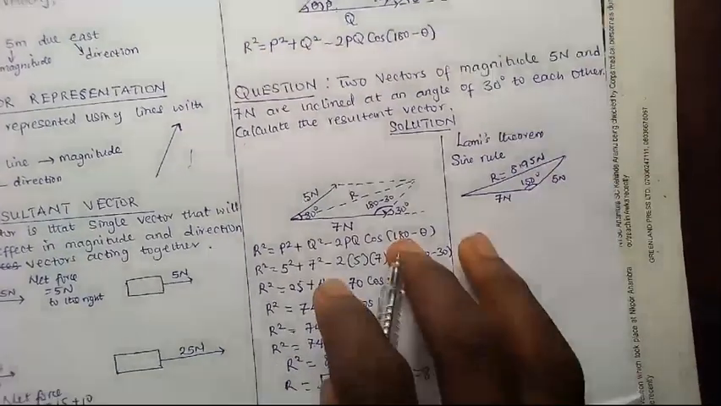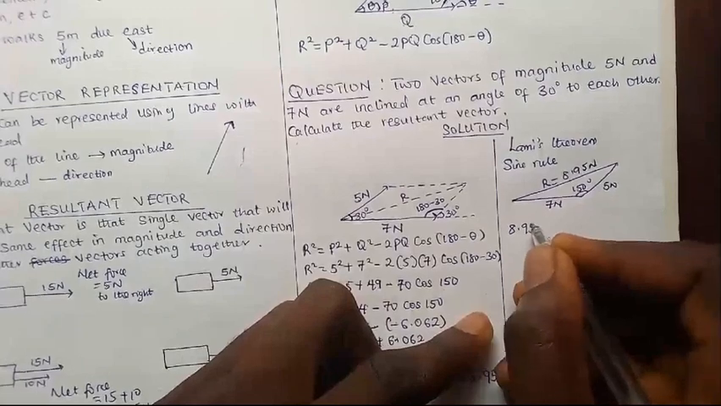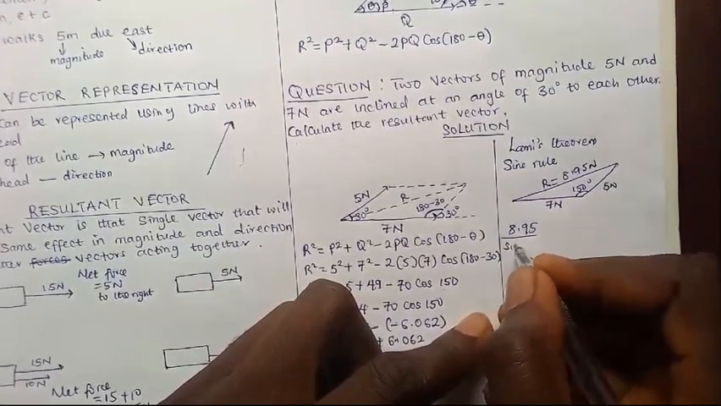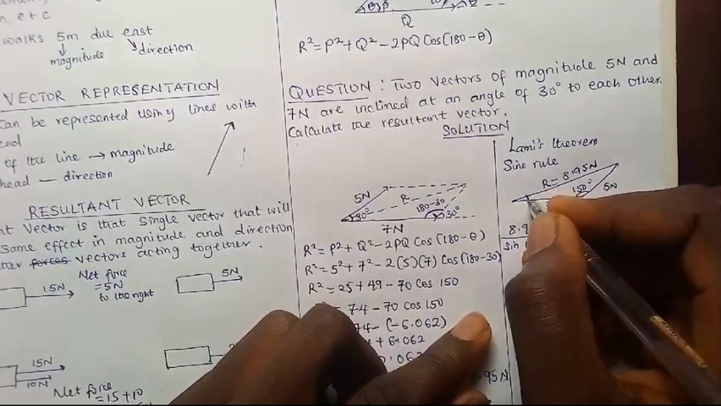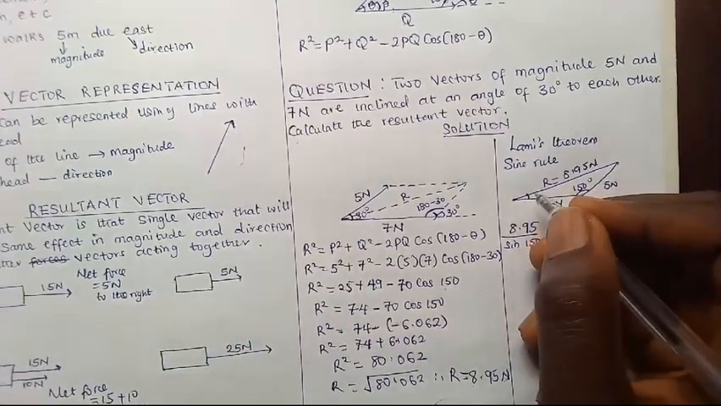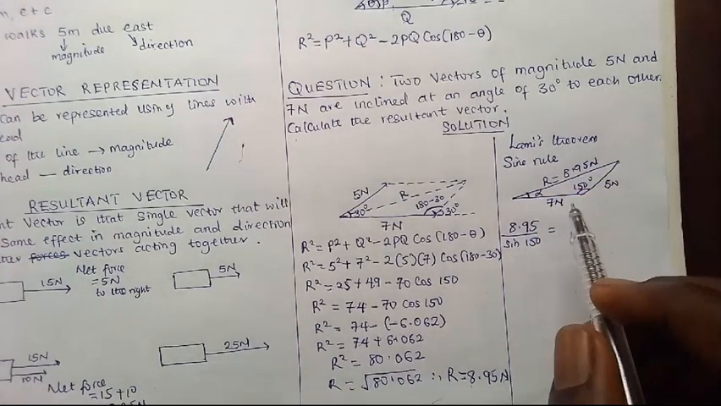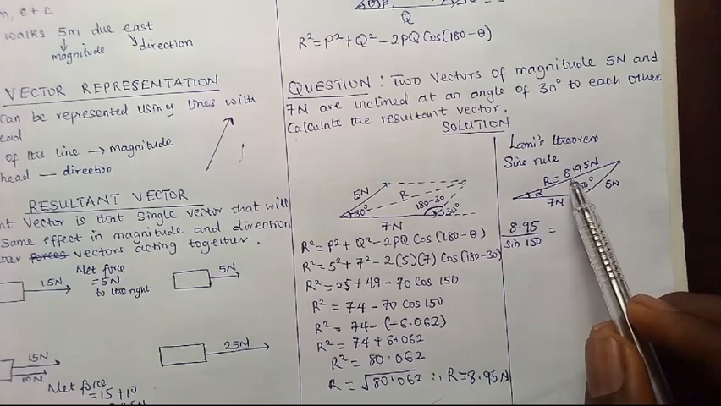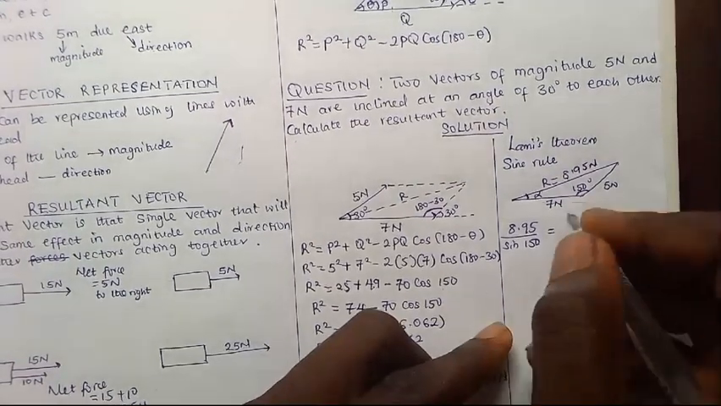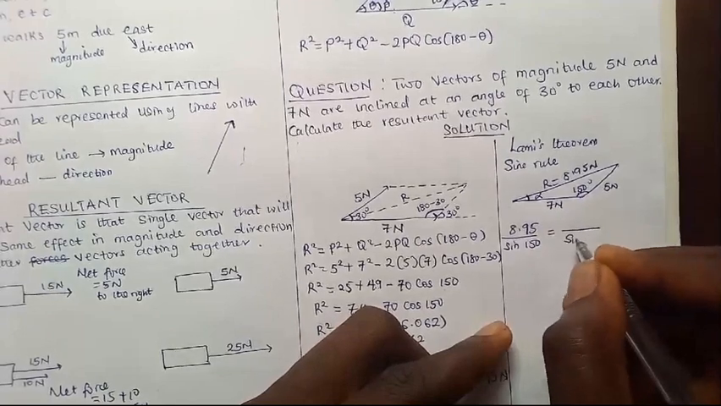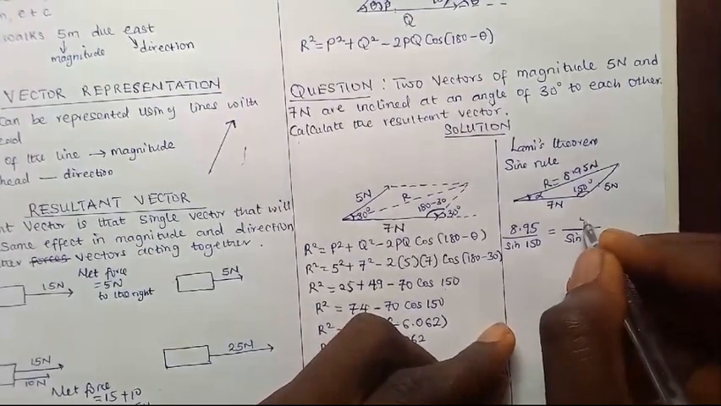So from the sine rule of Lami's theorem, we have that r, which is 8.95 over sine 150, equal to, now this is where the direction of the resultant is. So I'm going to call it alpha. So we have 8.95 Newton over sine 150 equal to, we have over sine alpha. Now this alpha is facing a side of 5 Newton, so I have 5 over here.